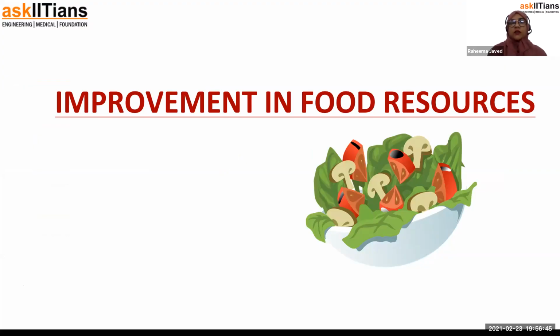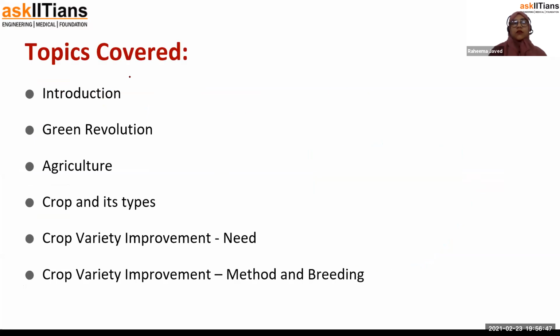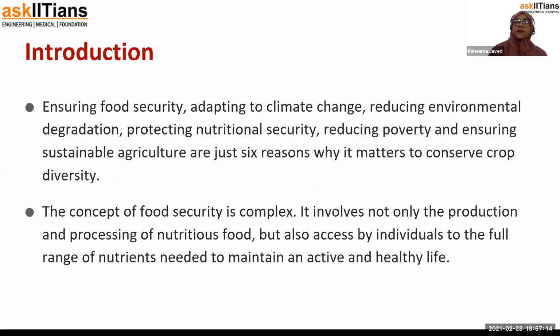So we are going to cover the following topics. First, we are going to start with the introduction. Then we will move on to the Green Revolution, which is a revolution and much more. Then we are going to move on to agriculture, crop and its types, and the need, methods, and breeding of crop variety improvement. So let's start.